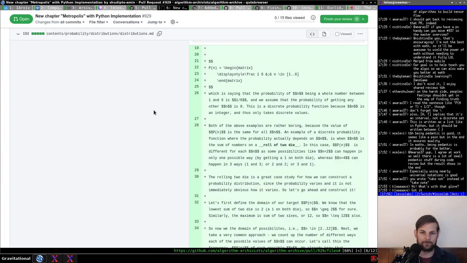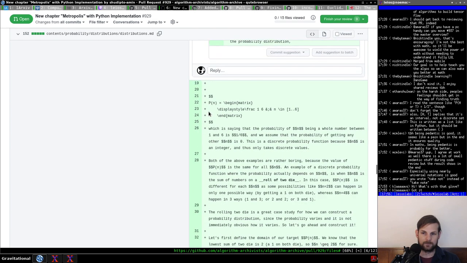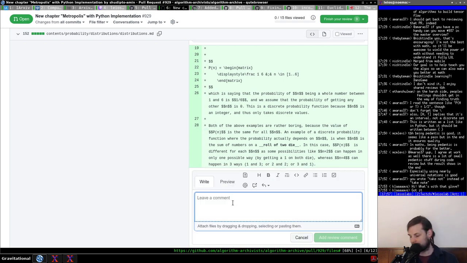Where are we? We're just saying the probability of n being a whole number between 1 and 6, a dice roll. Both of the above examples are rather boring because the value of p of n is the same for all n. An example of a discrete probability function where the probability actually depends on n is where n is the sum of numbers on a roll of 2 different die.